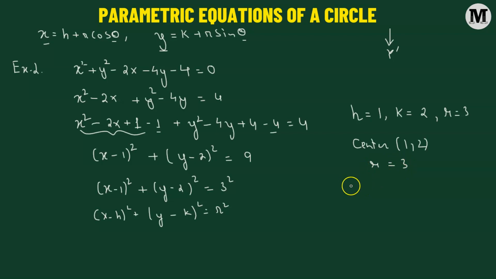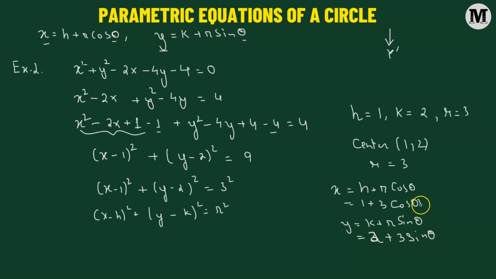Now we need to parameterize it. So x is given by h plus r cosine theta. We substitute the value of h with 1 and the radius is 3. So we have 1 plus 3 cosine theta, and for y we have k plus r sine theta. In place of k we have 2, so we have 2 plus 3 times sine theta. So we have successfully parameterized the equation of the circle given by x squared plus y squared minus 2x minus 4y minus 4 equals 0. Here the parameter theta has a value lying between 0 and 2 pi.